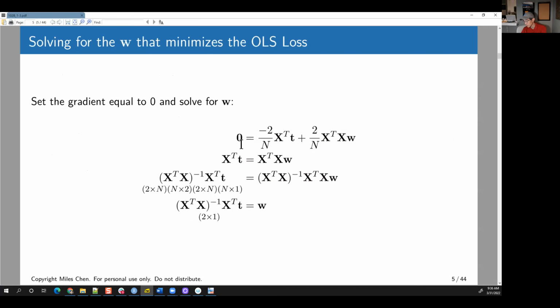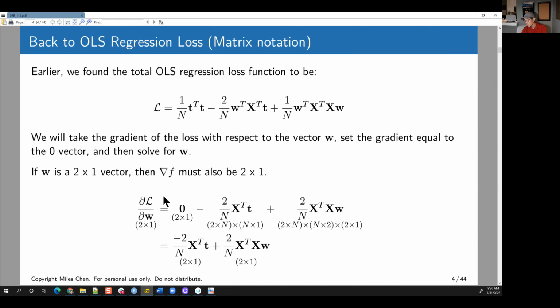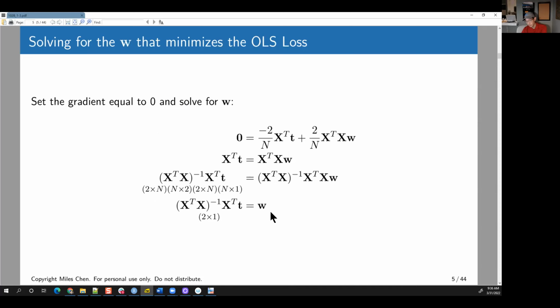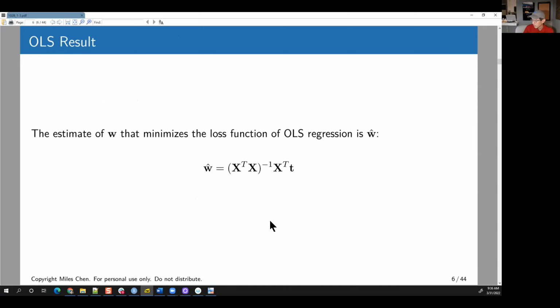We're going to set this equal to 0 and solve. To solve, we get rid of the X transpose X by multiplying by the inverse of X transpose X. So we have X transpose X inverse. Therefore, our solution is going to be X transpose X inverse X transpose T. This is going to be the values of W that minimize the gradient, I mean, not the gradient, that minimize the loss function. It's where the gradient is equal to 0. So I think this is where we left off yesterday.